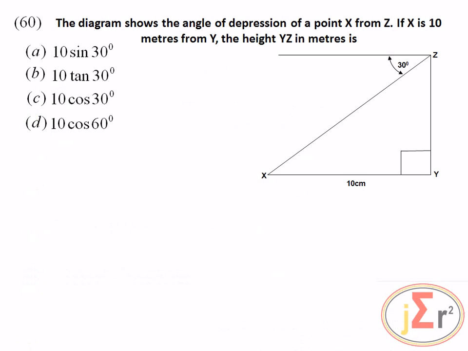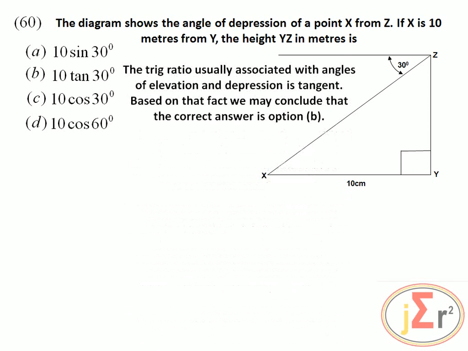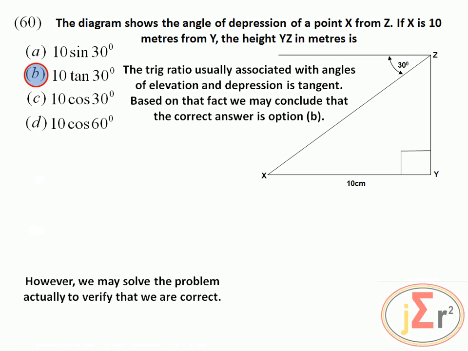The diagram shows the angle of depression of a point X from Z. If X is 10 meters from Y, the height YZ in meters is what we are attempting to find. The trig ratio usually associated with angles of elevation and depression is tangent. Based on that fact, we may conclude that the correct answer is option B. So as long as we are talking about angle of elevation and depression, usually the trig ratio associated with that is tangent. So we may capitalize on that fact.